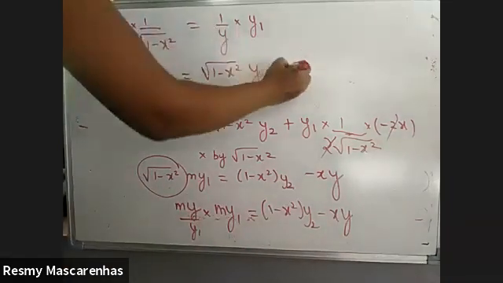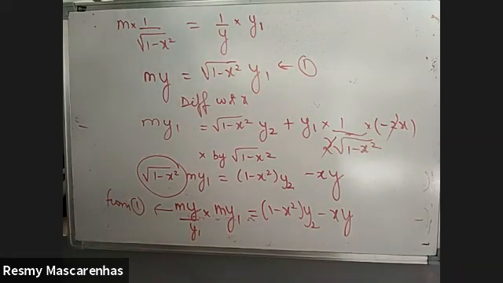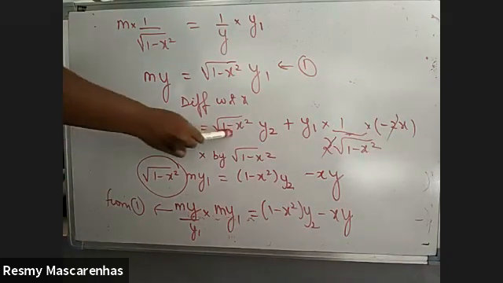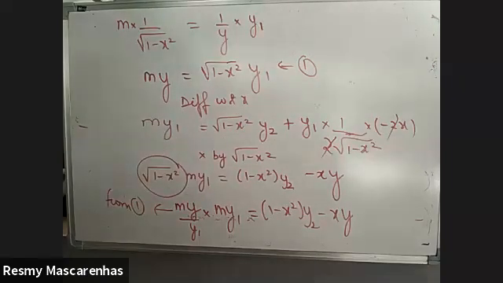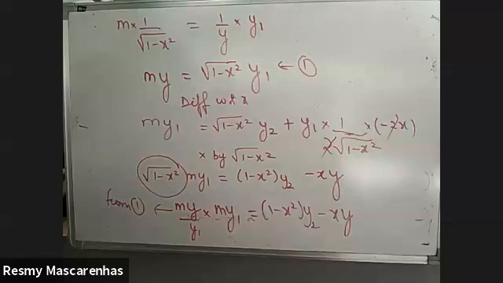I can mark this as 1. And from 1, why am I doing this? Because in the answer there is no root. What I have done is first multiplied all the terms by root of 1 minus x square, so that I get rid of this denominator. Then done the substitution. Then cancel, then you will get the answer.